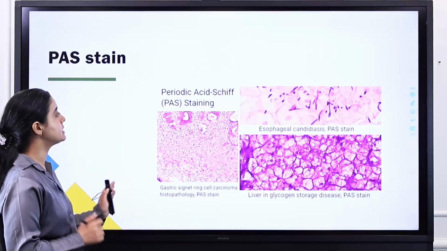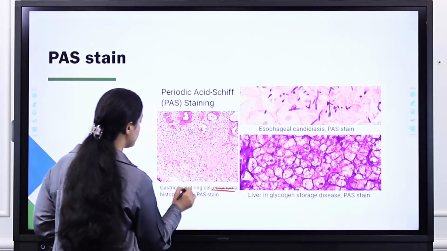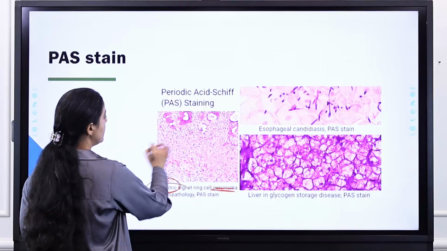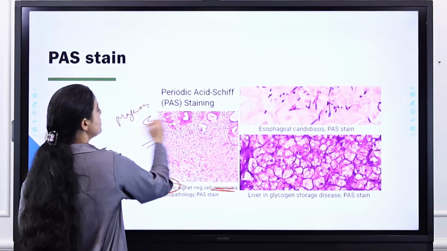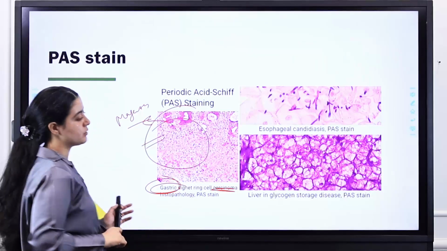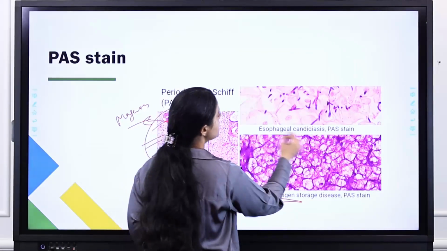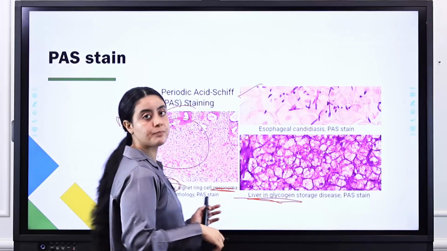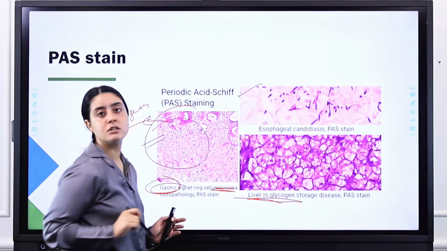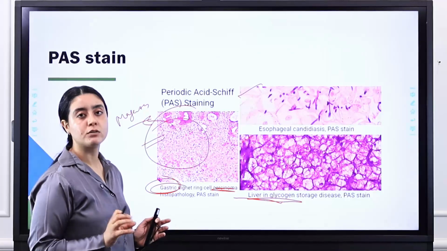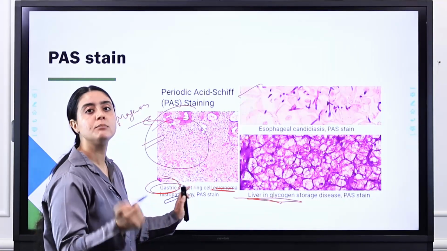Now this is the PAS stain. You can see, this is a carcinoma condition of gastric signet. Which color is this? Magenta color. So like this you can observe your slides under the microscope. This is liver glycogen storage, and this is esophageal candidiasis. This type of pictures you can observe under the microscope. This is the color you will observe after PAS staining.